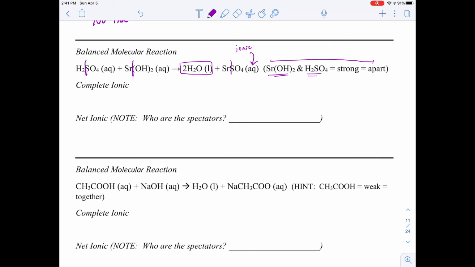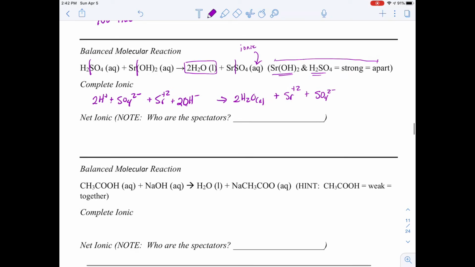So here's your complete ionic: 2H plus SO4 2 minus plus Sr plus 2 plus OH minus, and there's 2 of those, goes to 2H2O plus Sr 2 plus SO4 2 minus. Get all those phases in.